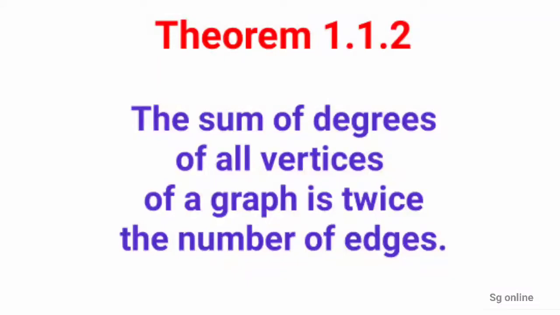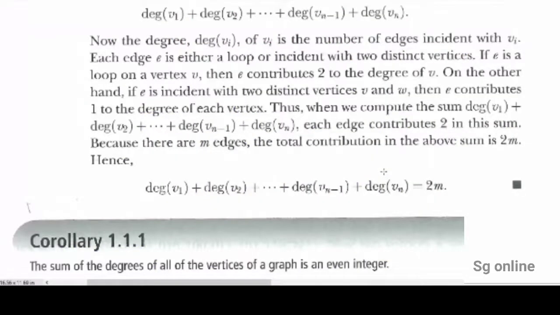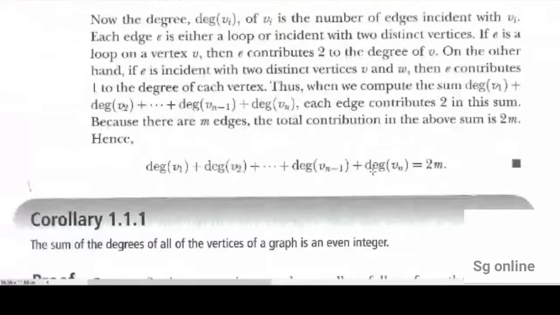One immediate consequence of this is corollary 1.1.1, where you see that the sum of degrees of all the vertices of a graph is an even integer. This is obvious, because we have already said that it is twice the number of edges, so the sum of degrees must be an even integer. But why are we stating this? We are stating this because we will come to another result, and that is that the number of odd degree vertices is even. That is a very interesting result.